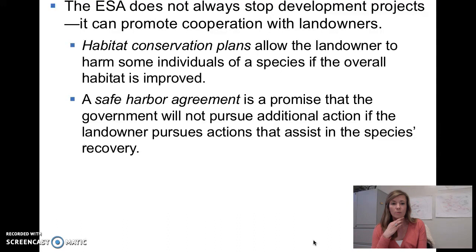And a safe harbor agreement is a promise that the government will not pursue additional action if the landowner pursues actions that assist in the species' recovery. So basically, you're not going to get in trouble if you work towards things that will help the species recover.